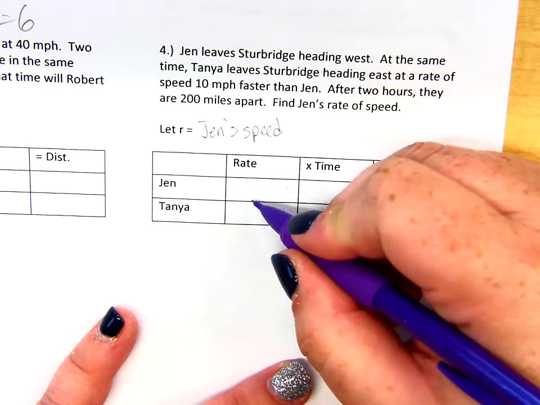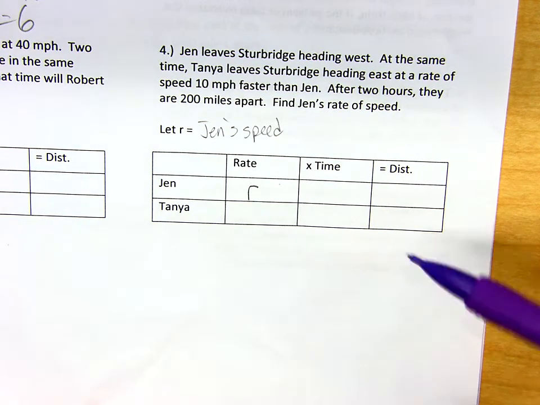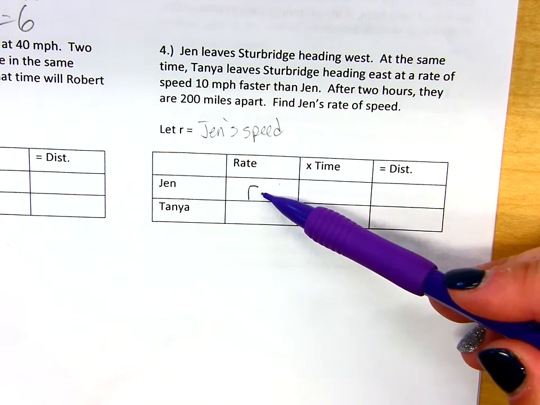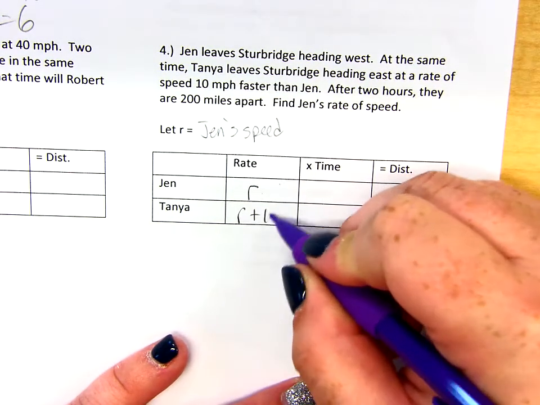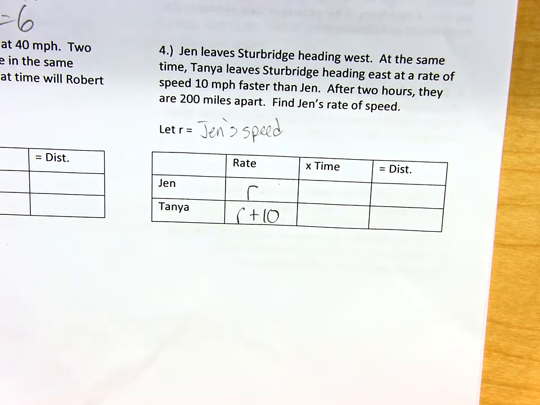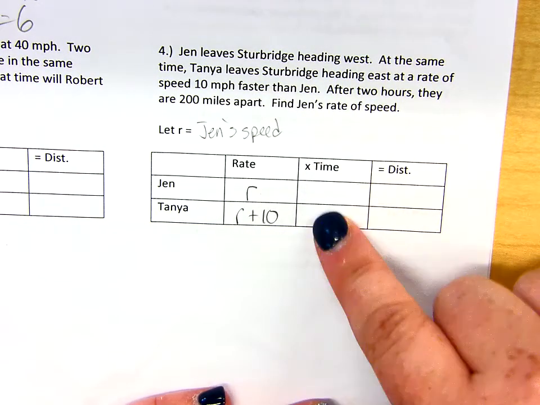So that means in my chart here, I don't know Jen's speed, so I'm putting in an R. But I do know, it says here, Tanya leaves Sturbridge heading east at a rate of speed 10 miles per hour faster than Jen. So if Jen is going R miles per hour, how fast is Tanya going? R plus 10. Perfect. R plus 10. Is everybody okay so far? Now, remember guys, with these charts, you're only going to have one thing that you don't know, either the rate or the time, but I can't not know both of them. So here's my variable. I must be able to fill in this side.